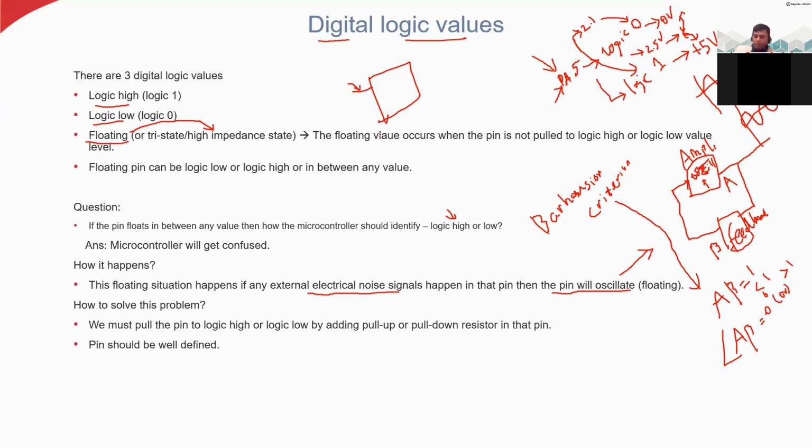In this kind of situation, we need to solve this problem. How to solve this problem? We must pull the pin to logic high or logic low by adding a pull up or pull down resistor to that pin. So the pin should be well defined. That is how we can avoid this problem. You can eliminate this electrical noise by using a pull up or pull down resistor. So we can avoid this floating and bring the pin to either logic low or logic high.